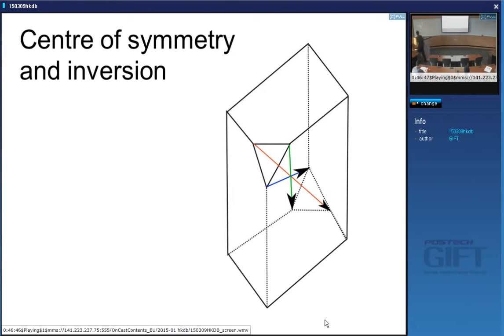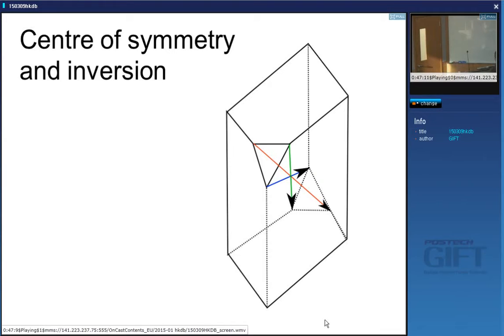There is another aspect which is a little bit more difficult to visualize. We will look at a two-dimensional visualization of this when we do stereograms. But basically what it means is that if I take this point and I invert it through the center, I find another equivalent point on the other side. Okay? So there is an inversion symmetry in this.